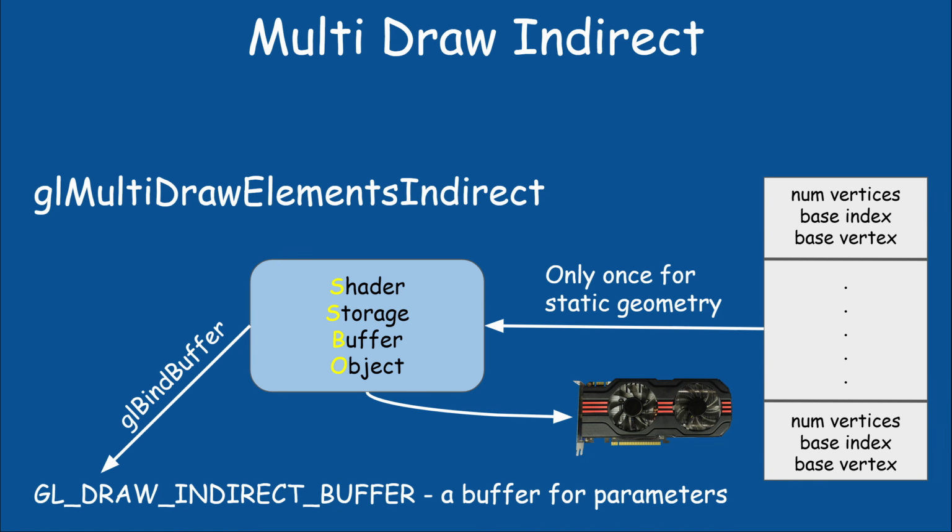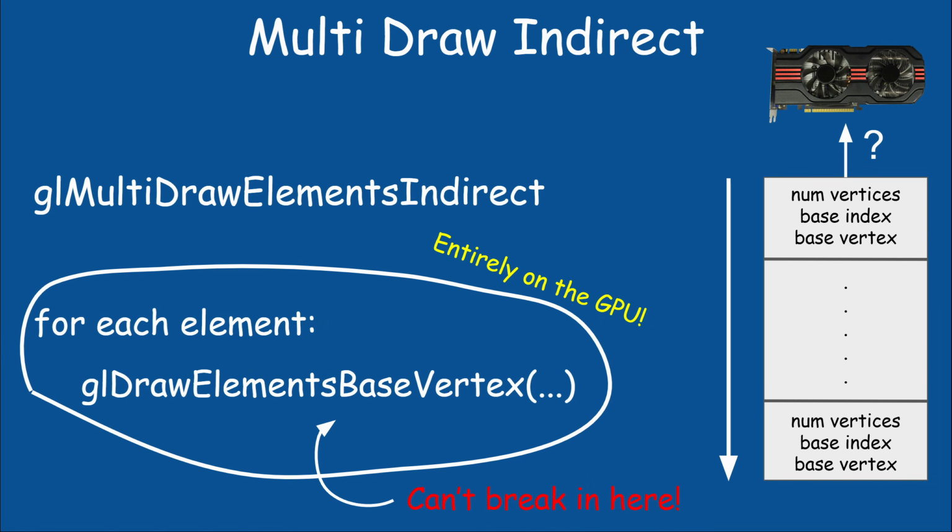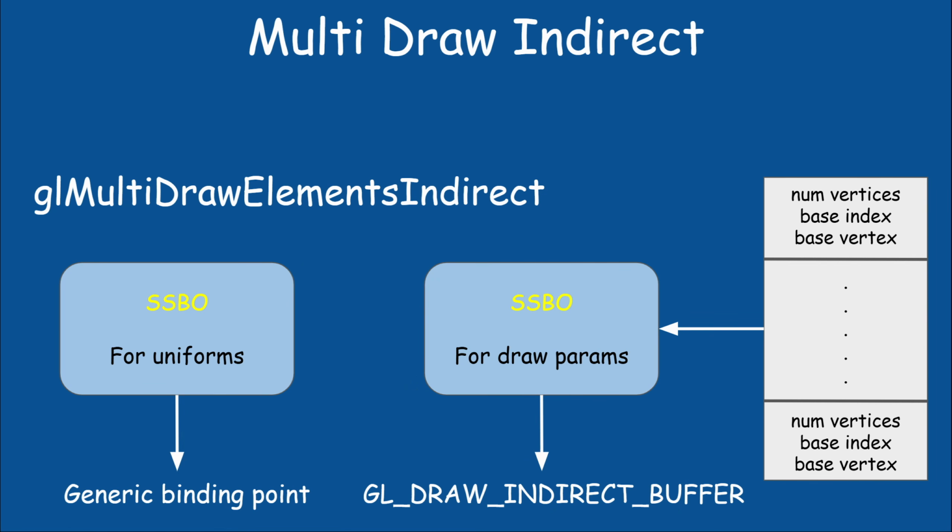Okay, so by now you're probably thinking that this makes sense in terms of replacing the multiple calls to glDrawElementsBaseVertex with a single call to the new API, but what about the transformation matrices which we may need and the different material for each mesh? How do we make state changes when we can't break into the GPU as it's traversing through the array of commands? The solution is simply to use an additional SSBO that contains more information for each mesh.